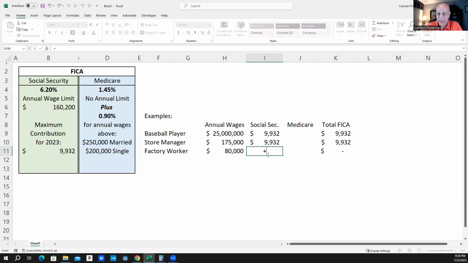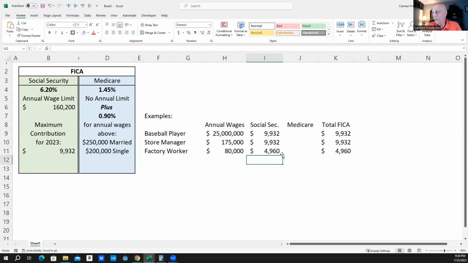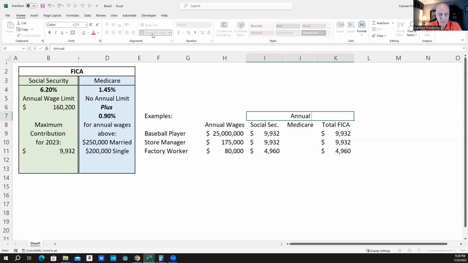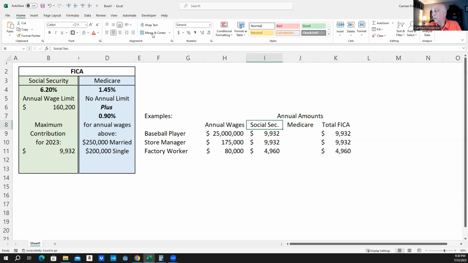The 80,000 times 6.2% is going to be $4,960 for the year. That's the total contribution for the year. And these are, again, the annual contribution amounts.